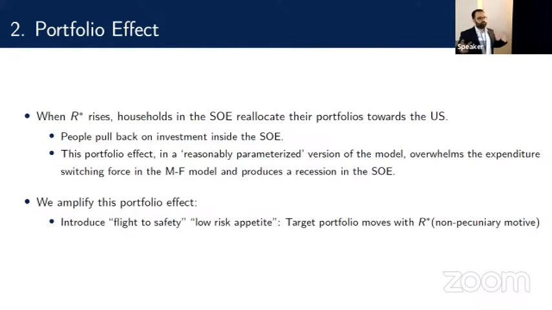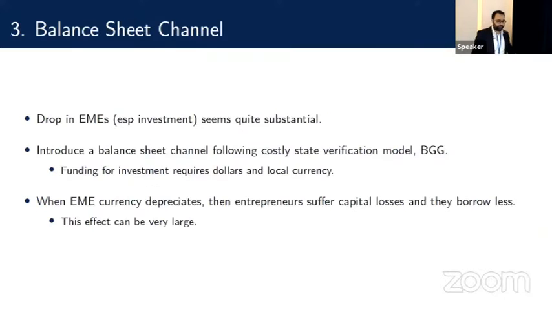We are going to introduce an ad hoc, somewhat flight to safety or low risk appetite type of assumption, in which the target portfolio that households hold is going to move with R star. So when R star goes up, households have two reasons to shift to dollars. First, because interest rates went up, but also they like dollars even more for some exogenous reasons. But this is going to be important. I'm going to talk about this.